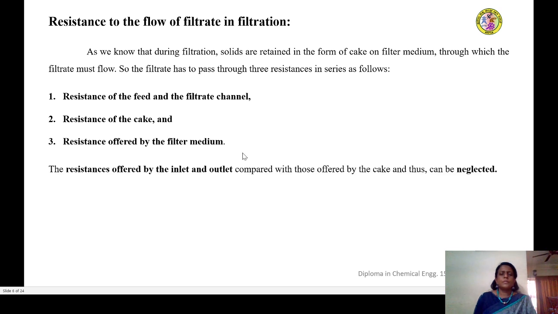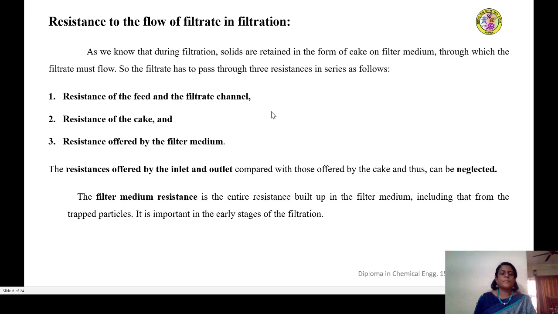So let us now understand the extent of resistance that is offered by these three elements in a filter. Comparatively, the resistance in the feed channel and the filtrate channel is negligible compared to the resistance of the cake and the resistance offered by the filter medium. So we can neglect the first resistance, which is very much less compared to the other two. So the resistance offered to the flow of filtrate is the sum of the resistance offered by the cake and the resistance offered by the filter medium.